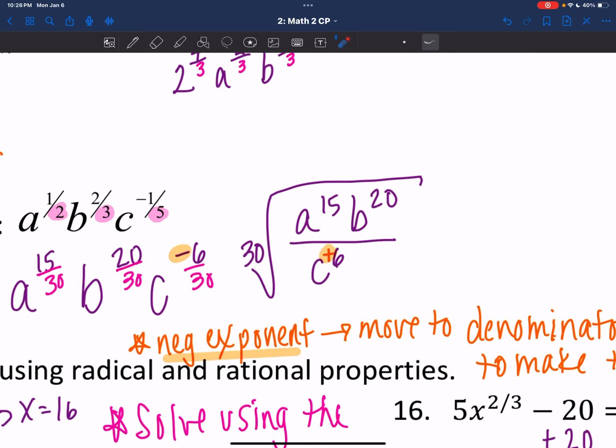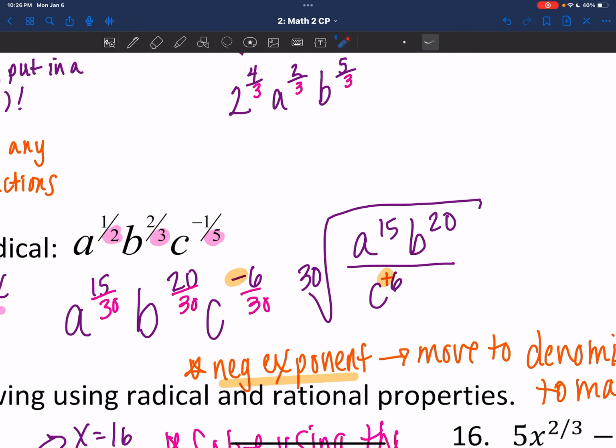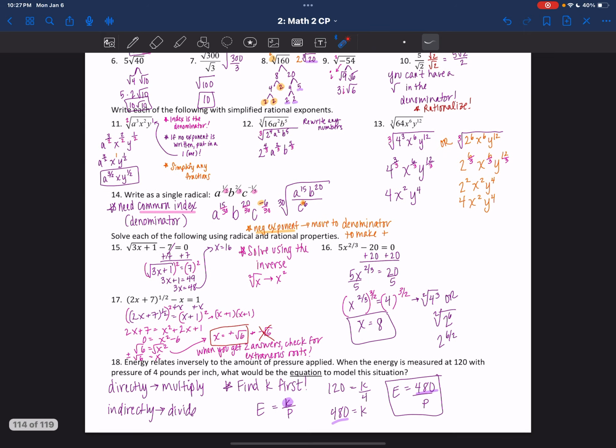So that's what we did here, we left the positives in the numerator, and then we took this one and we flipped it. So if this was -6, we flipped it down to the bottom to make it a +6. And then this is your final answer, and it's all with an index of 30, so it's to the 30th root. All right.